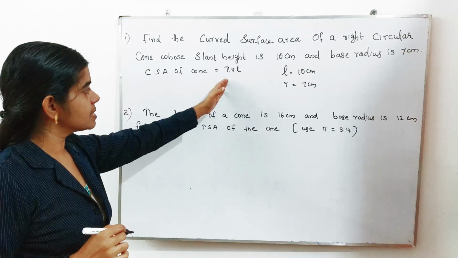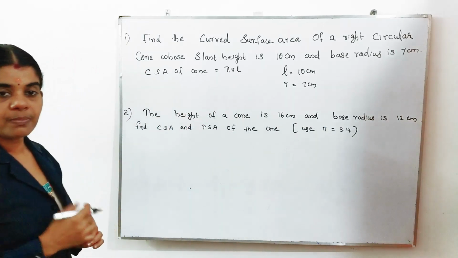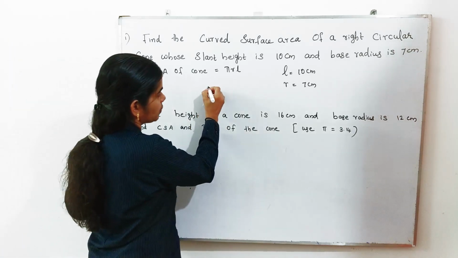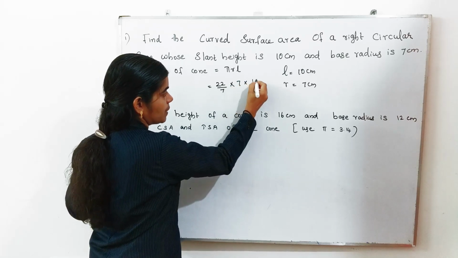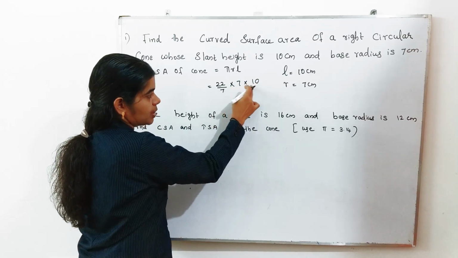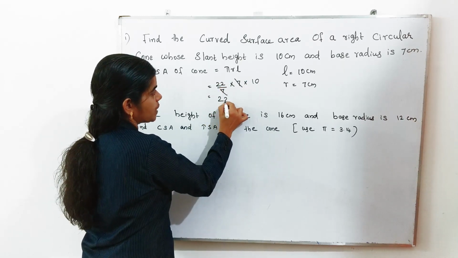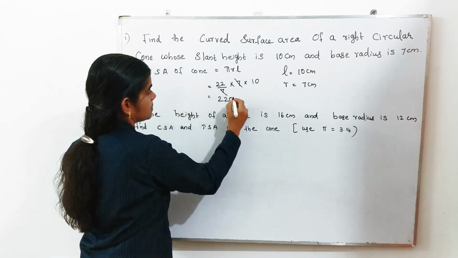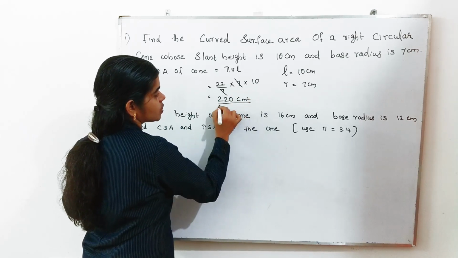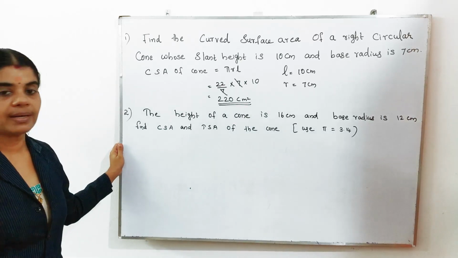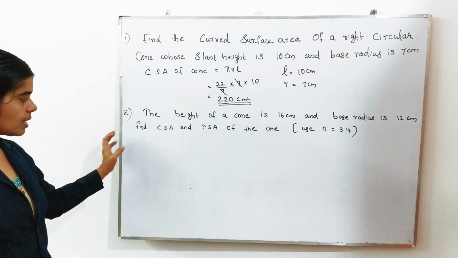Then our formula is pi r L. Here the pi value is not given, so you can take pi as 22 by 7. Then 22 by 7 into 10, that is pi r into L. This 7 and 7 we can cut. 22 into 10 means 220. Area we normally take as centimeter square. So the CSA of the cone is equal to 220 centimeter square. Is it clear? Next question.